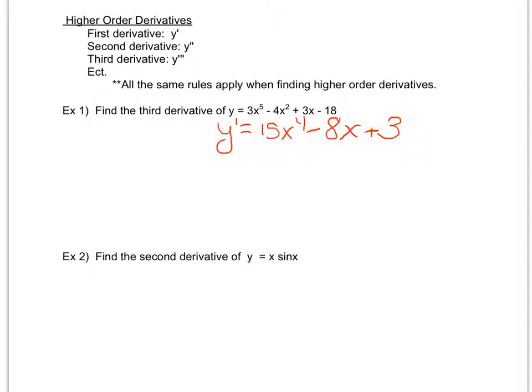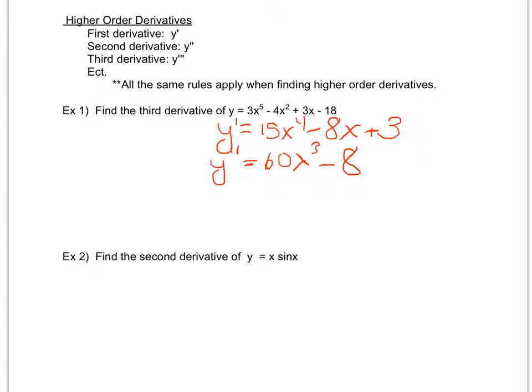Well, I'm trying to get the third derivative. I've got the first one. Now that I have the first one, I'm going to take the second derivative. When I find the second derivative, all that means is I'm taking the derivative of the first derivative. Using the same rules, I can use the power rule. I still have a polynomial. I get 60x cubed minus 8. My 3 drops off because it's a constant.